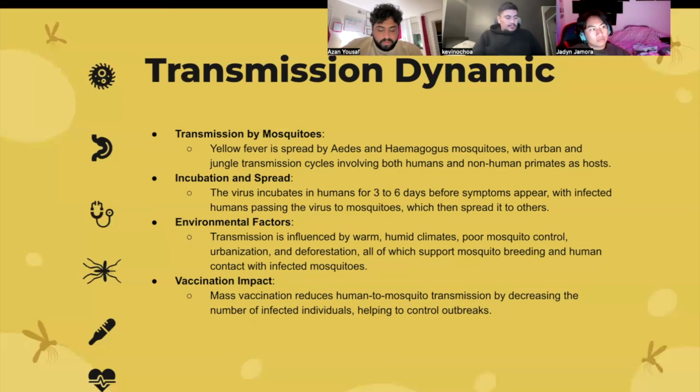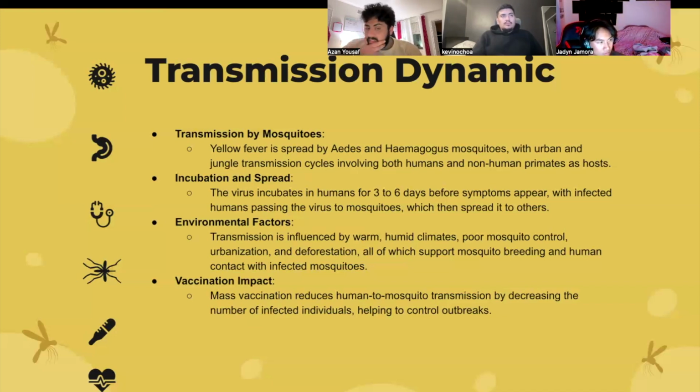When it comes to environmental factors, they also play a crucial role. Warm and humid climates, poor mosquito control, urbanization, and deforestation provide the ideal conditions for mosquito breeding and increase human exposure to infected mosquitoes.